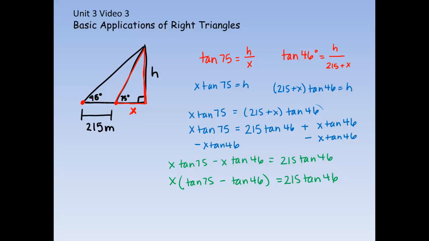Since the tangent of 75 minus the tangent of 46 is just a number, again, it's a messy number, but it's a number, I'm going to be able to divide both sides by the tangent of 75 minus the tangent of 46. This is what happens. I get x to equal this messy number 215 times the tangent of 46 divided by this parenthesis quantity of tangent of 75 minus the tangent of 46. I have to enter it in the calculator just like this, and I have to use parentheses. So I want you to go ahead now and enter that in the calculator just as you believe you should, and let's check our answers together.